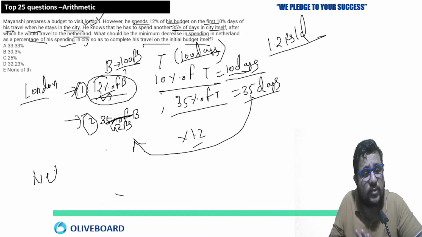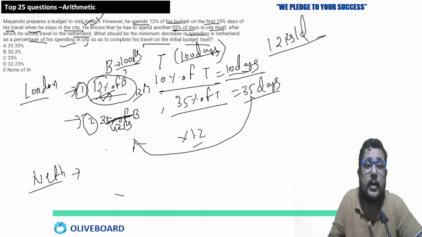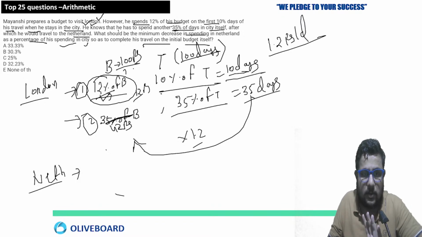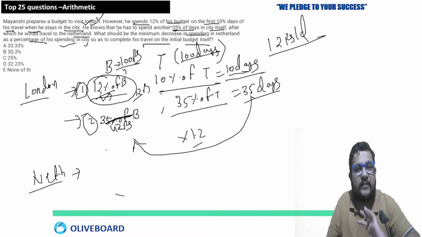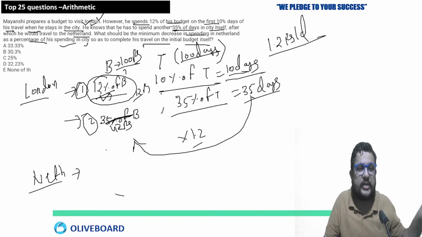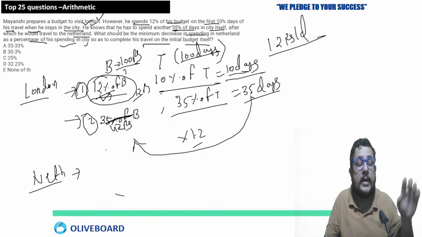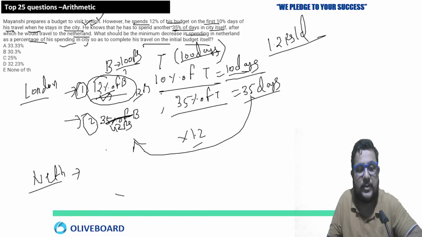After that he has to go for Netherlands. So how much money he left? He has spent 12 rupees here because I assumed 100 rupees was the budget and 100 days was the total days. 100 is the best value to imagine when nothing is given. They have not mentioned any amount, they have not mentioned any days, they're just talking about everything in percentage terms.